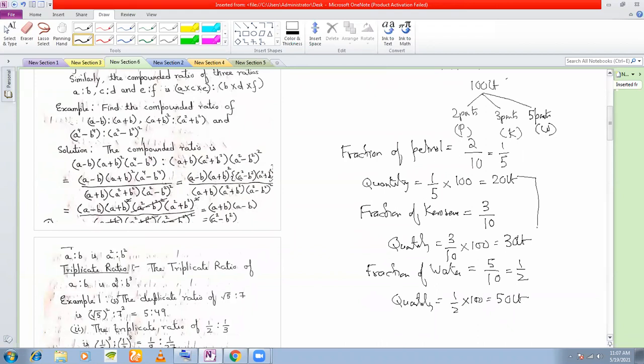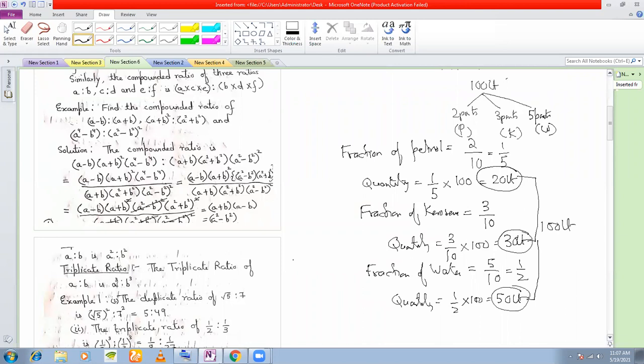So what you do, you add up these three, you will get 100 liters. So in 100 liters, you have 20 liters as petrol, you have 30 liters as kerosene, and you have 50 liters as water. That is what ratio means.